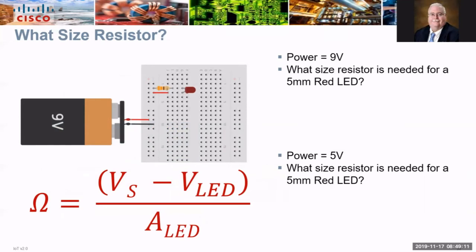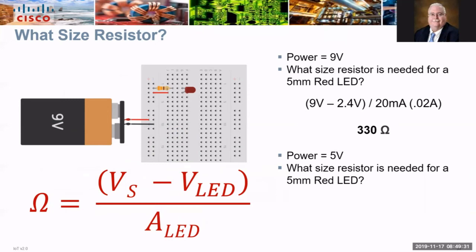A 9-volt battery with a 5mm red LED will calculate as follows. The 9-volt source minus the 2.4-volt LED equals 6.6 volts. Divide 6.6 volts by 20 milliamps or 0.02 amps to get a 330 ohm resistor.